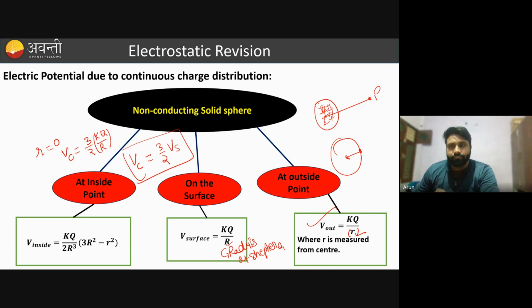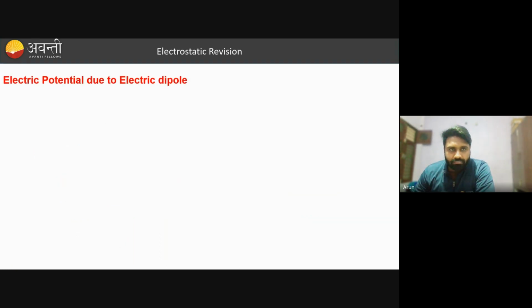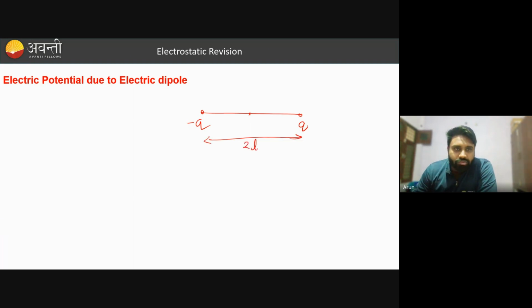Now, electric potential due to an electric dipole. This is a very simple thing. Okay. You have a dipole, the same arrangement, minus q, plus q, and this is the center point. The distance between them we will take as 2L. Okay. So two cases will be here.